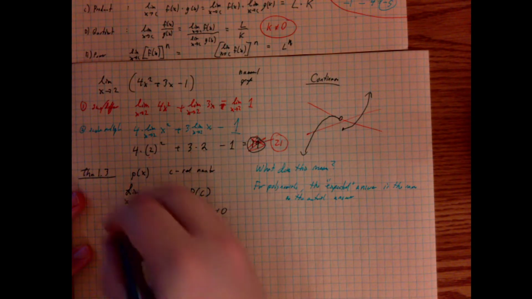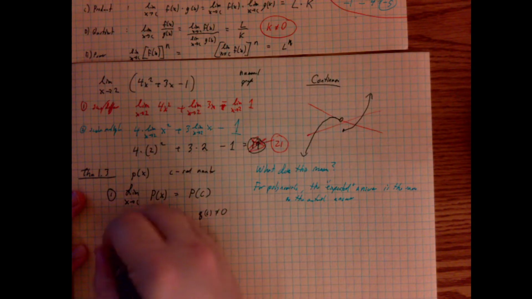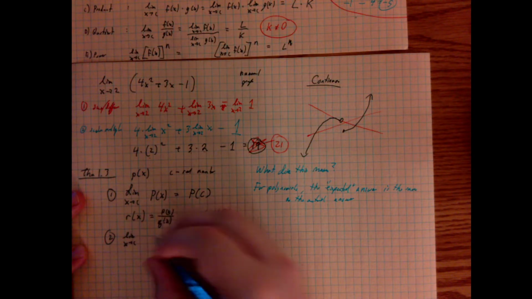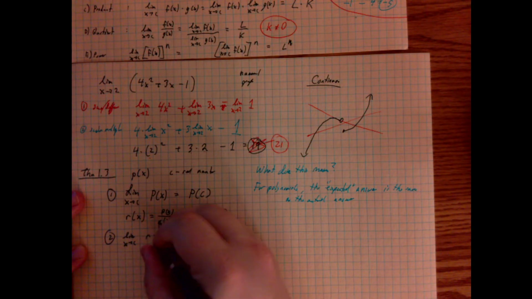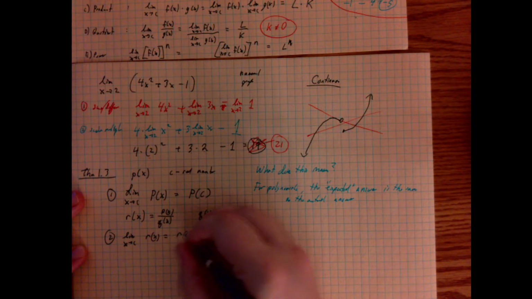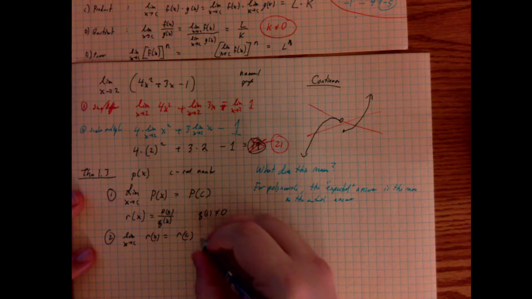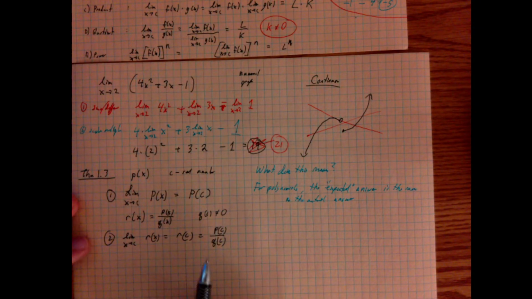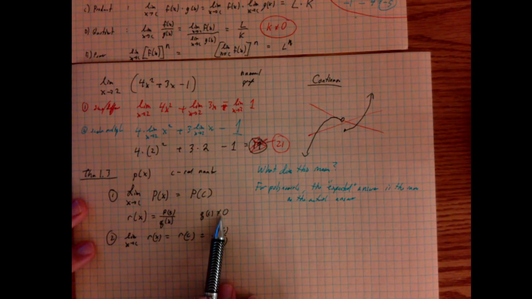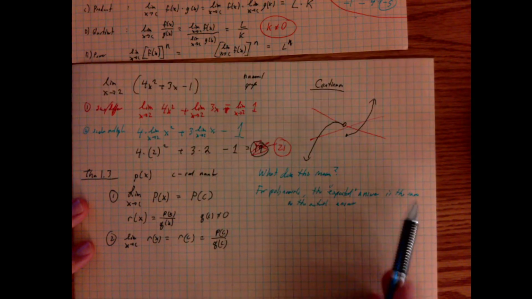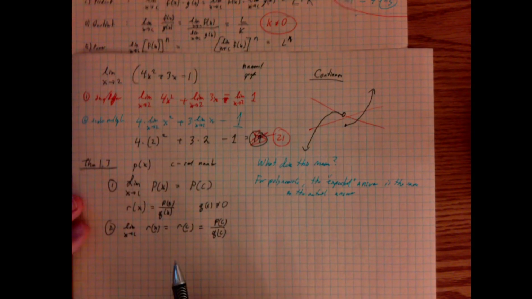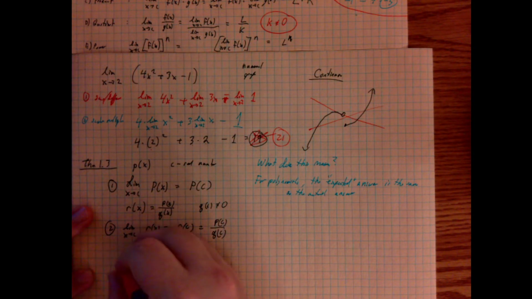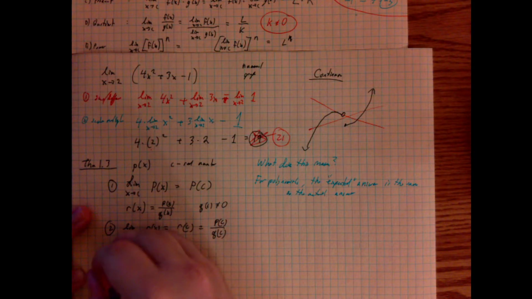However, what we have here is the limit as x approaches c of r of x is equal to r of c, or, of course, p of c over q of c. In other words, as long as the bottom doesn't equal 0, again, your expected answer is the actual answer. So we can actually plug in and go. So take a look at this function. Let's see the limit example.